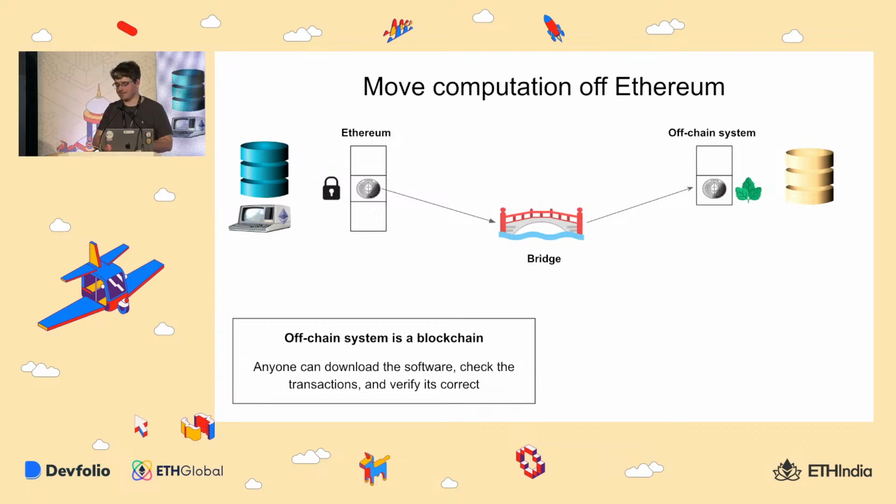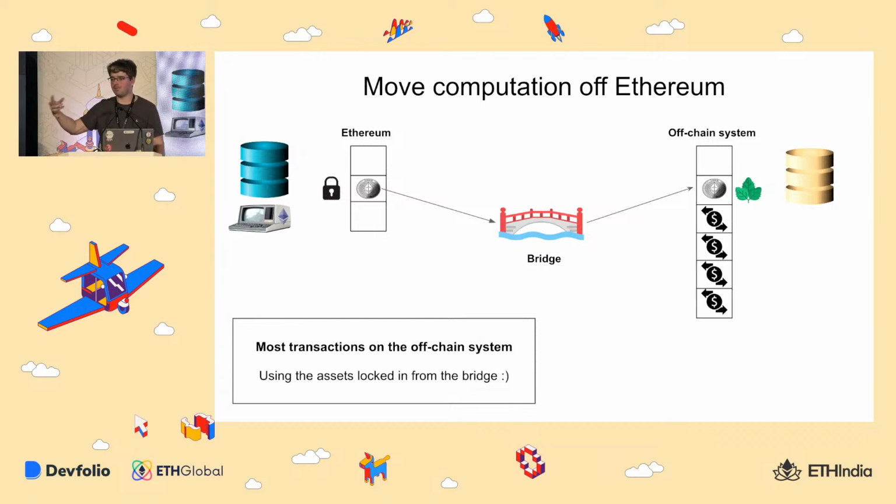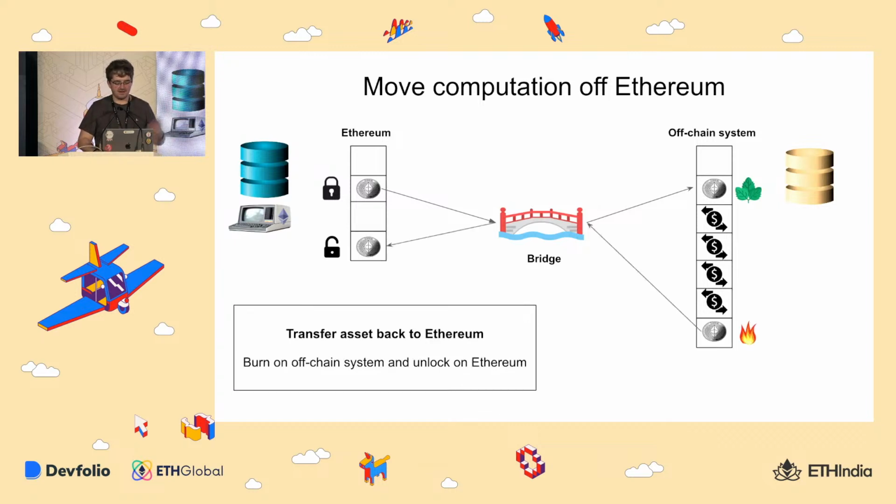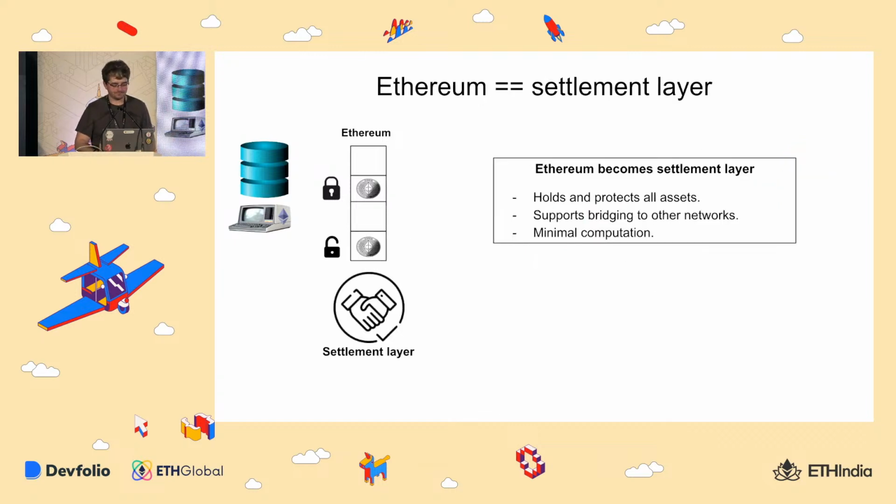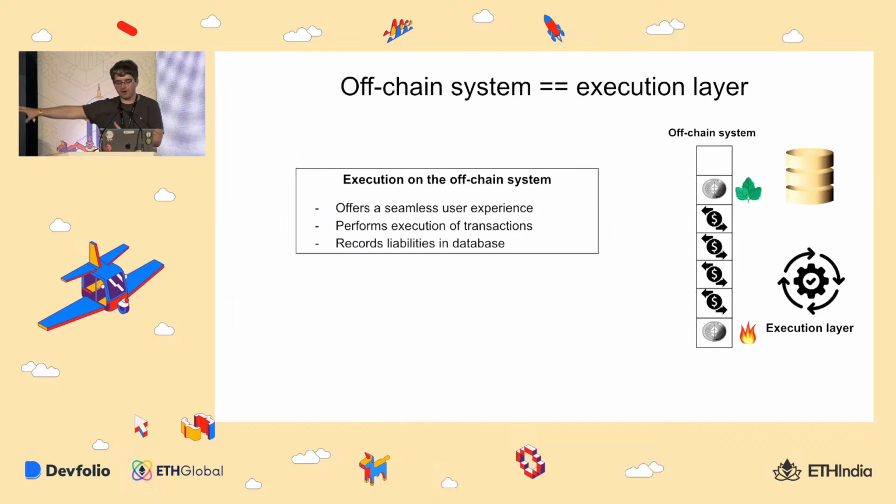Where I take my coins, I bridge it over, it's another blockchain, I transact there, and because it's a blockchain-based system, I can verify the blocks, I can download the blocks, I can execute them, and I can check that everything's correct. And then eventually I bring my funds back to Ethereum. And what's nice here is that if you can do this, Ethereum becomes a settlement layer, and all the hard work happens on this other blockchain system.